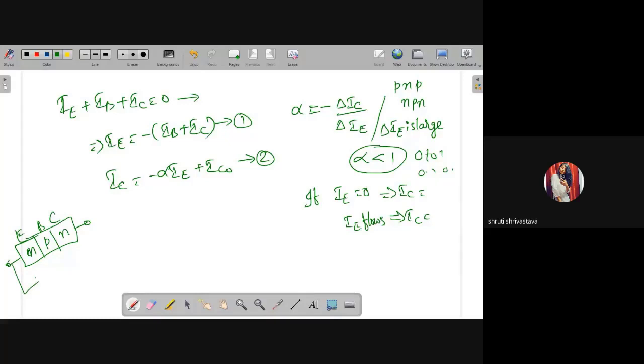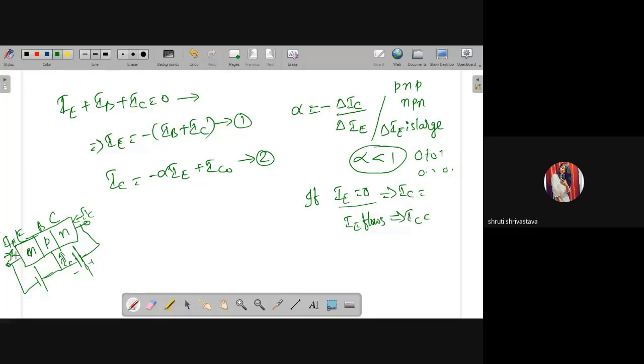EBC: emitter, base, collector. I am considering it as an NPN transistor. For the active region, the emitter junction should be forward biased and the collector junction should be reverse biased. So in order to reverse bias, N should be connected to plus and P should be connected to minus. In order to forward bias the emitter junction, the voltage will be connected from N to negative and P to positive. Like so, now it is forward biased.